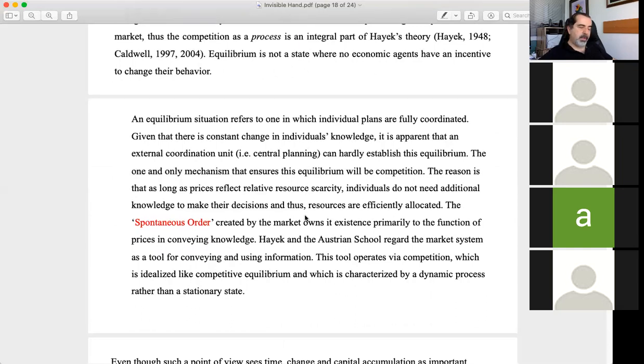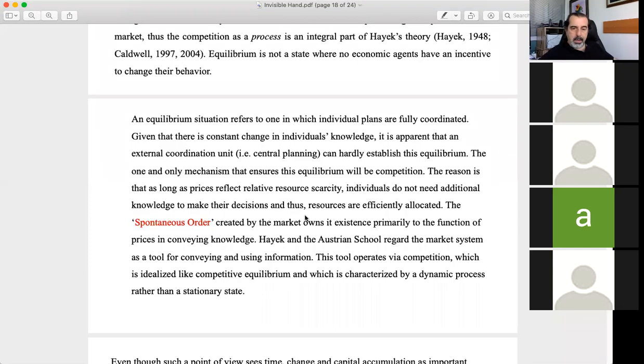Such an understanding of competition can also be found in Adam Smith. Hayek argues that too, and interestingly also in Marx. And of course, Schumpeter was and is also considered a member of the Austrian school. A kind of awkward member, but still a member. So an equilibrium situation refers to one in which individual plans are fully coordinated, so the consistency of optimal plans.